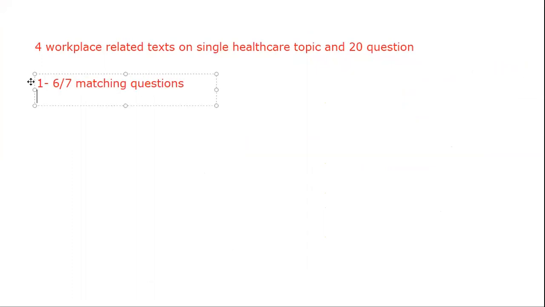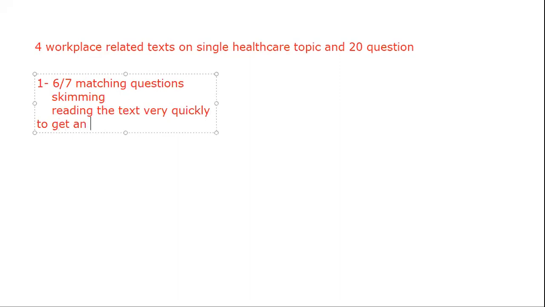Now, what is being tested here? For example, yesterday when we did main idea questions, I said it is testing your ability to understand the main point, to understand the summary. So here in part A, what are they testing? They are testing your ability of skimming. Okay. What is skimming? Skimming means reading the text very quickly to get an overview.